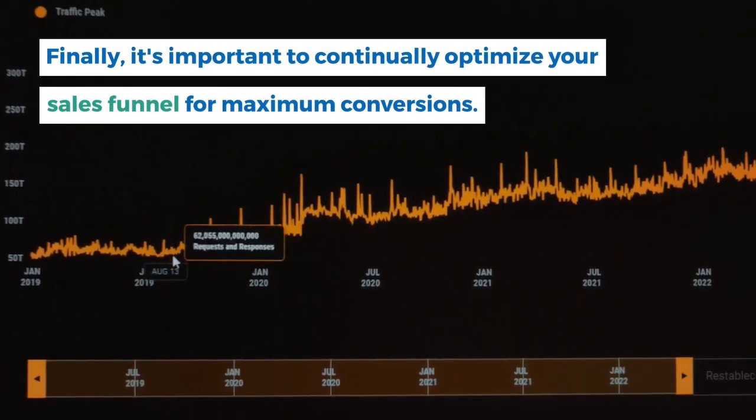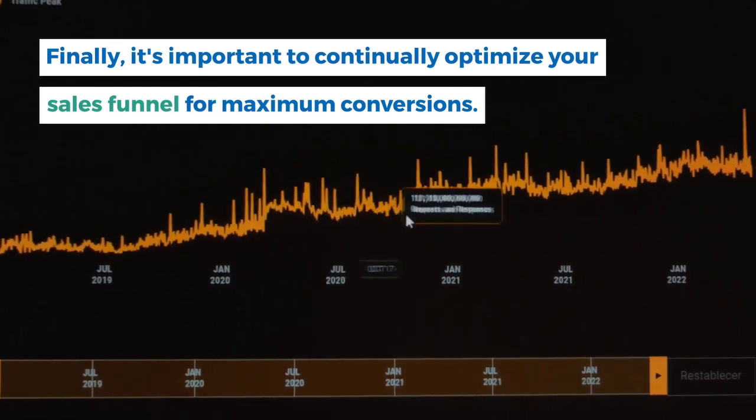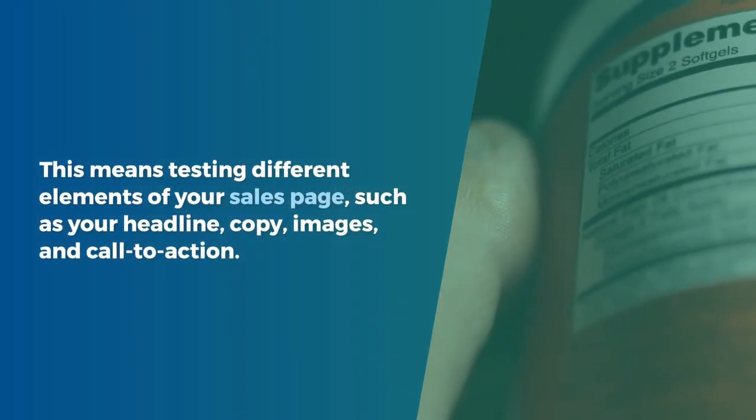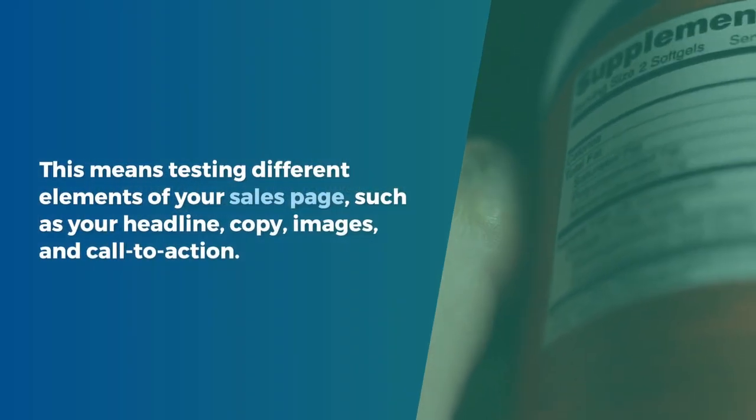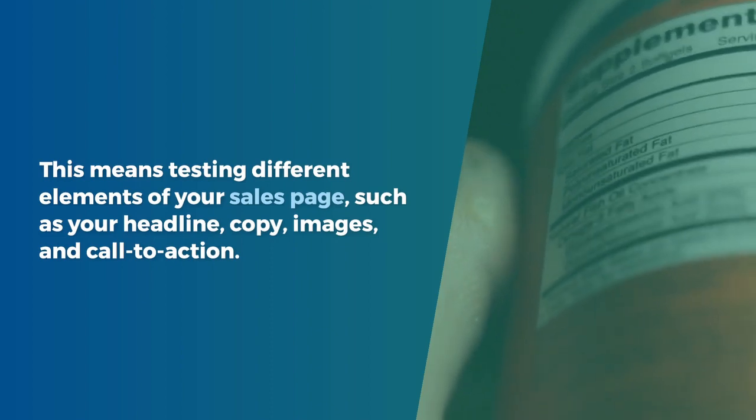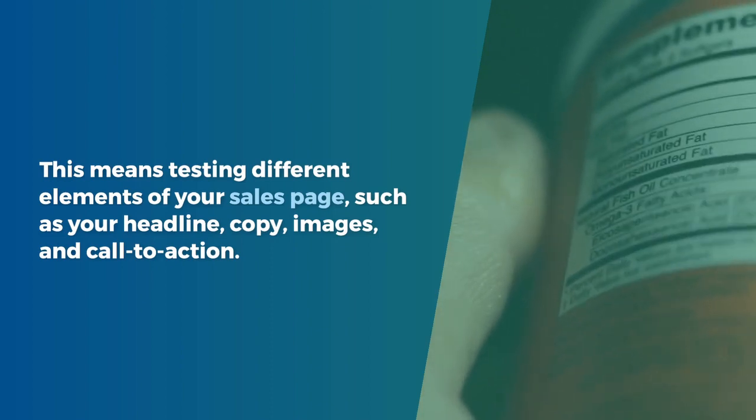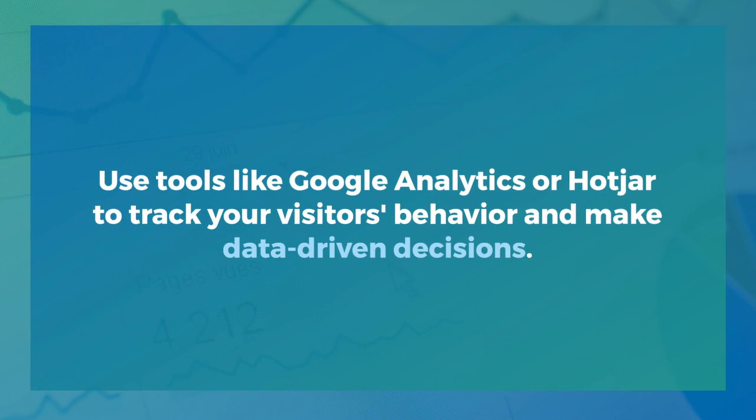Finally, it's important to continually optimize your sales funnel for maximum conversions. This means testing different elements of your sales page, such as your headline, copy, images, and call to action. Use tools like Google Analytics or Hotjar to track your visitors' behavior and make data-driven decisions.